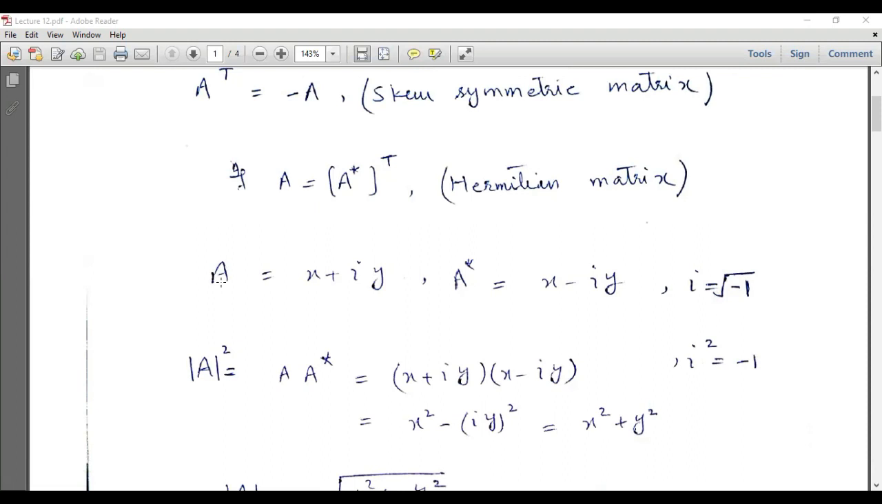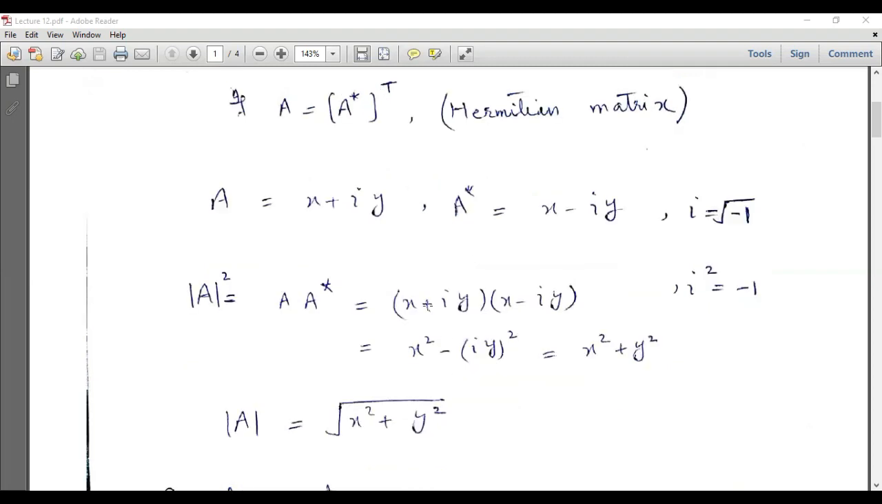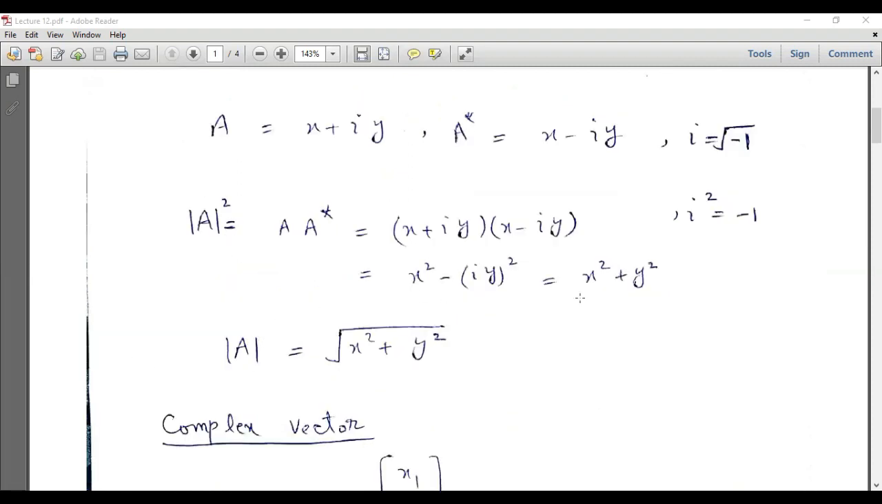Now, if we have A as a complex number, then the magnitude square of this complex number A is equal to A multiplied by A conjugate. If we expand A multiplied by A conjugate, this is x plus iota y, and this is x minus iota y. The product of these two complex numbers is equal to x square minus iota square y square, and that will be equal to x square plus y square. And the magnitude of A is equal to the square root of x square plus y square. So the magnitude square of A is equal to the product of A and A conjugate.